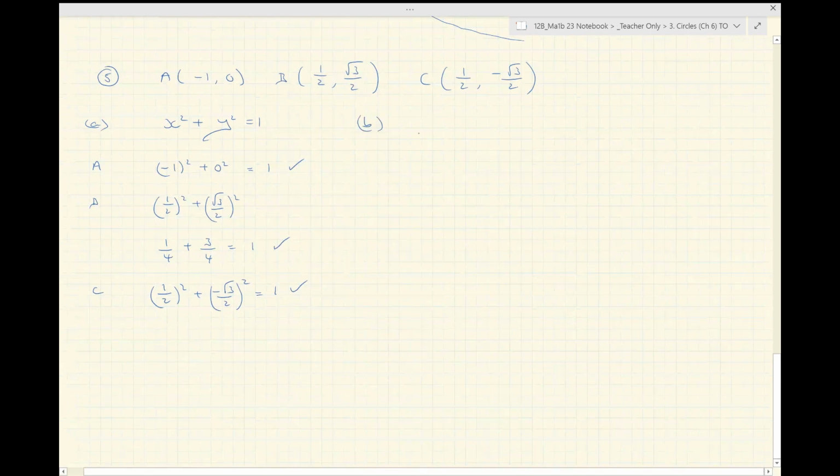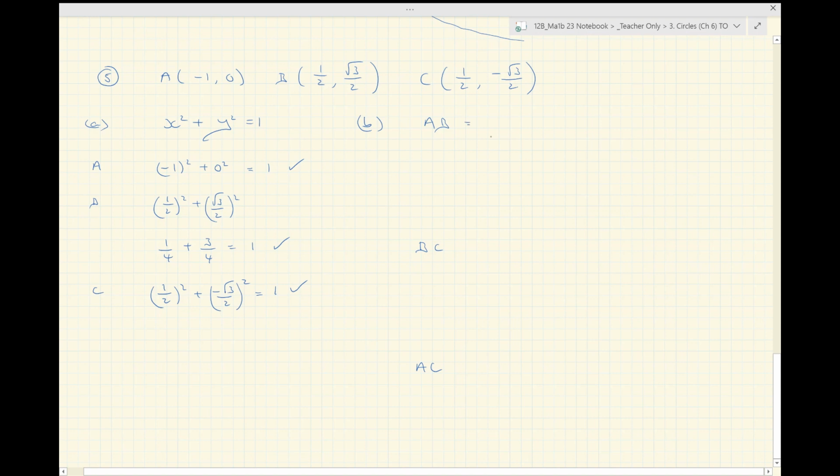So I'm going to find the length of AB, I'm going to find the length of BC, and I'm going to find the length of AC. And if they're all the same, then I'm dealing with an equilateral triangle. So let's have a look at that.